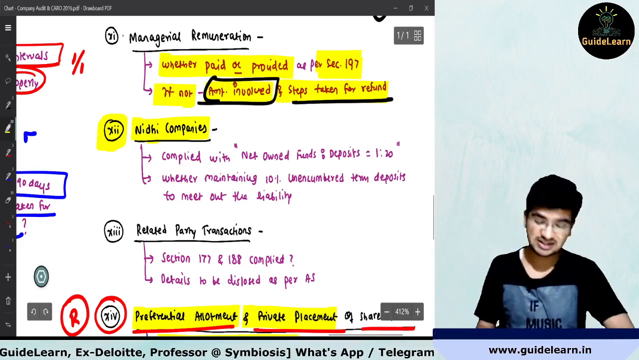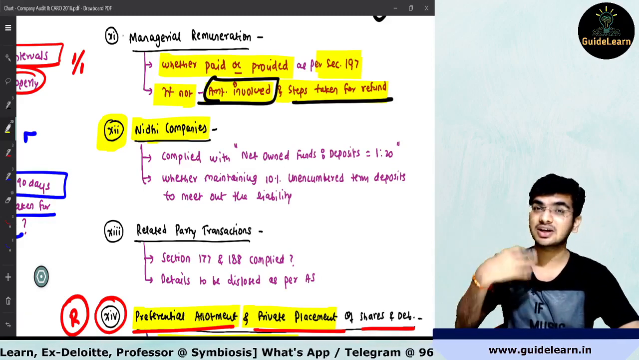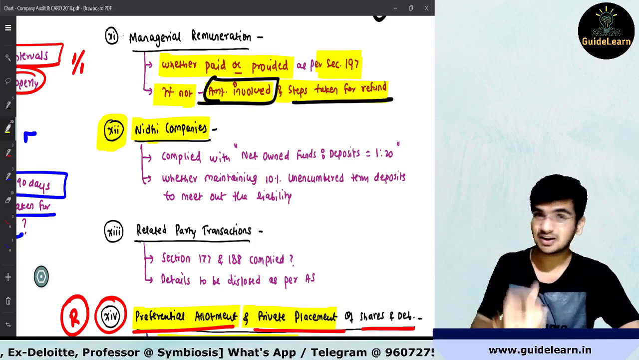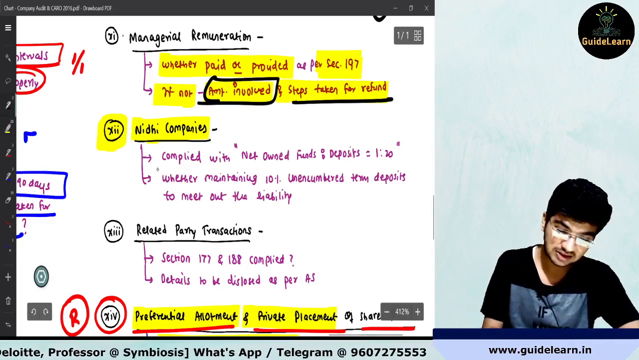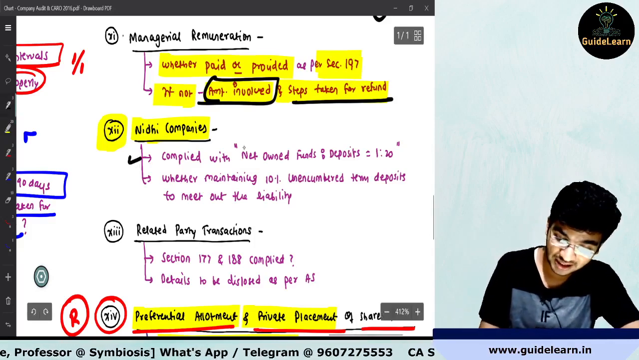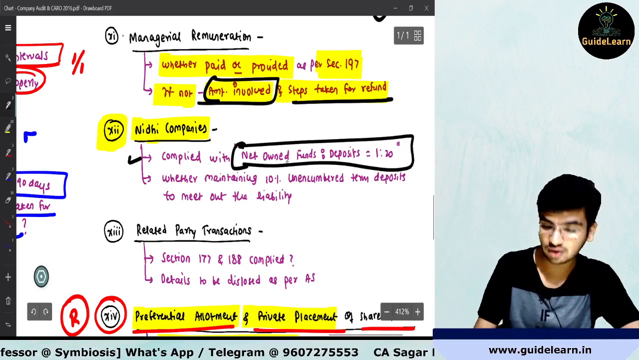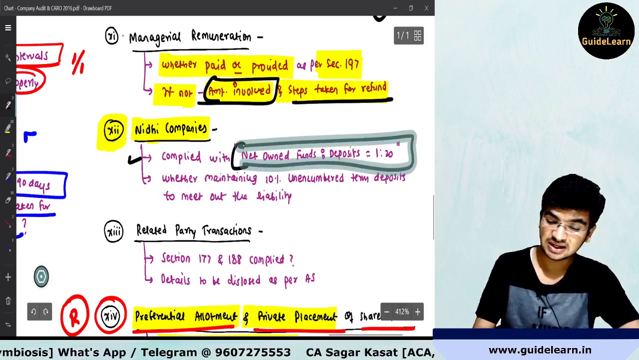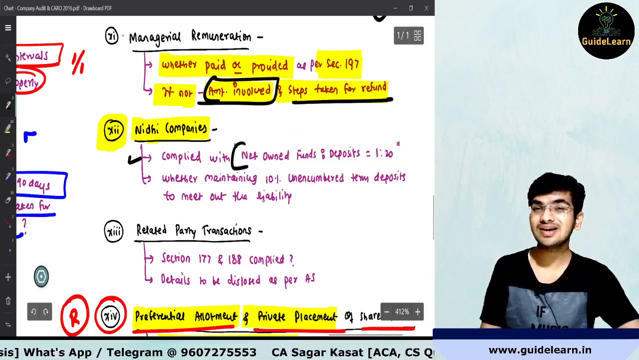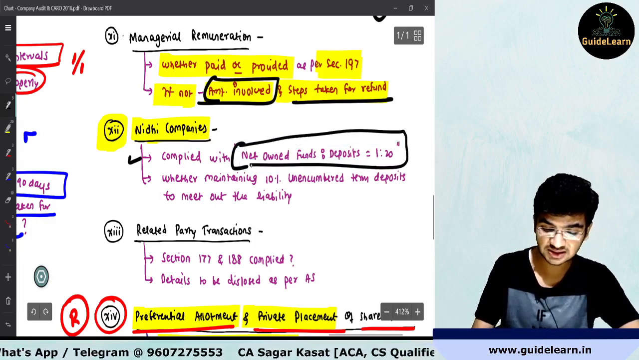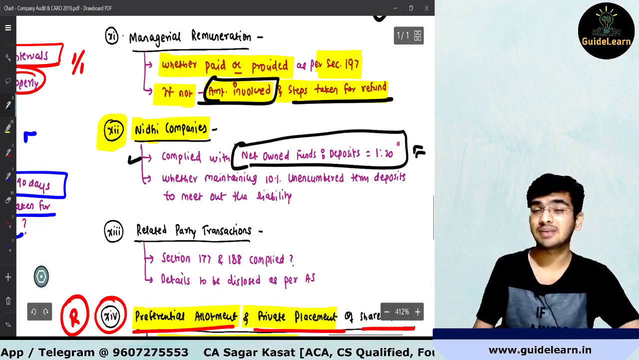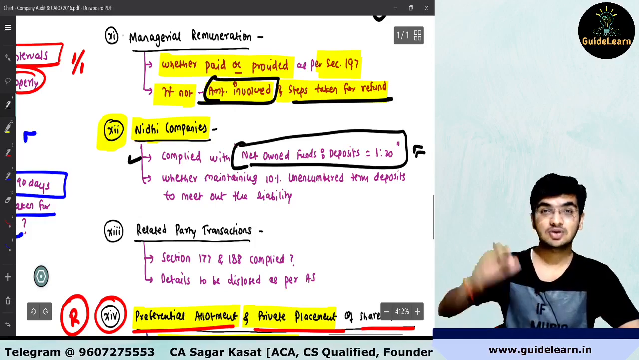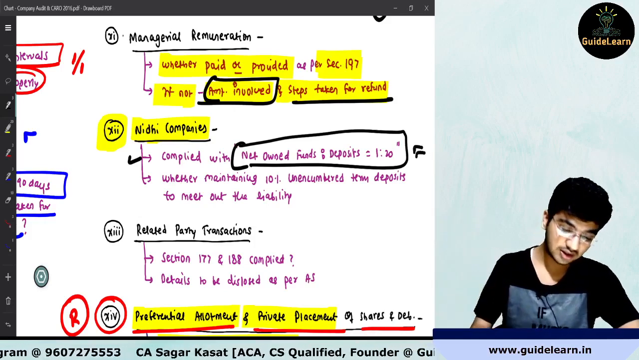So these companies have to comply with these two requirements, and the auditor of that respective NBFC has to check whether they have complied with this net owned funds to deposits ratio of 1:20. Whatever the deposits are, the net owned funds should be 1/20th of that. This is the minimum requirement that has to be complied with by the company, checked by the auditor and reported under clause 12.